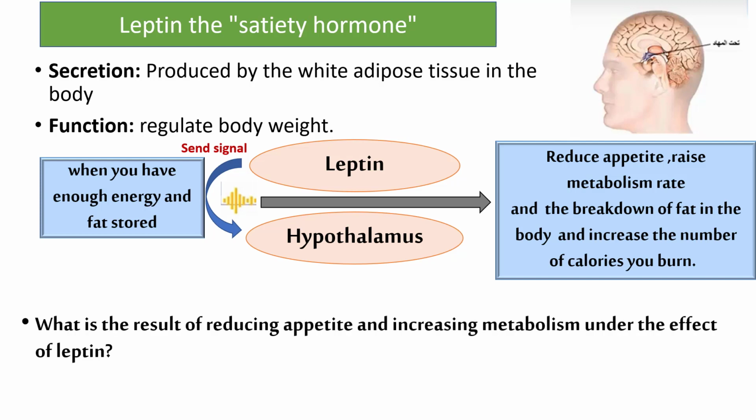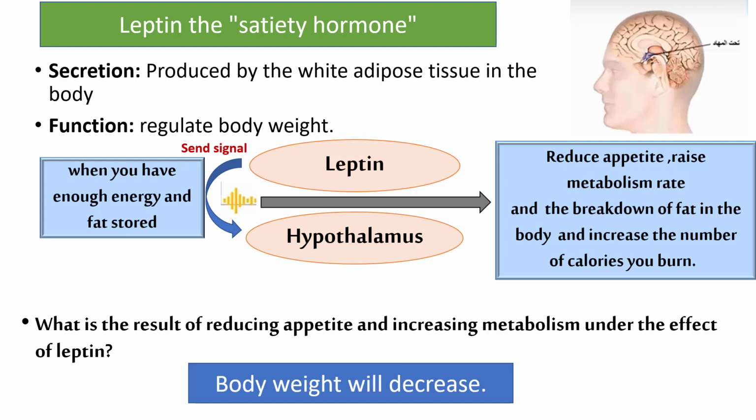What is the result of reducing appetite and increasing metabolism under the effect of leptin? Of course, reducing appetite means that you are not eating enough food, and increasing metabolism means that your body is burning the storage of fat in your body. So as a result, the body weight will decrease.